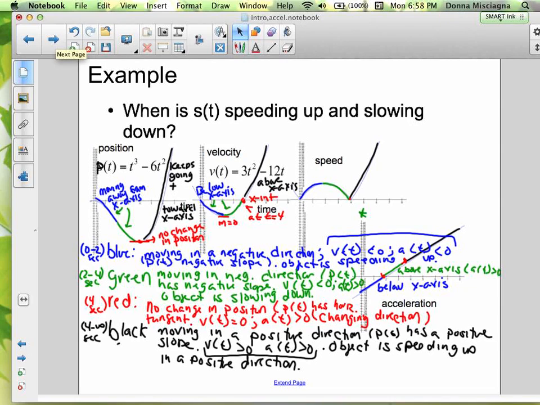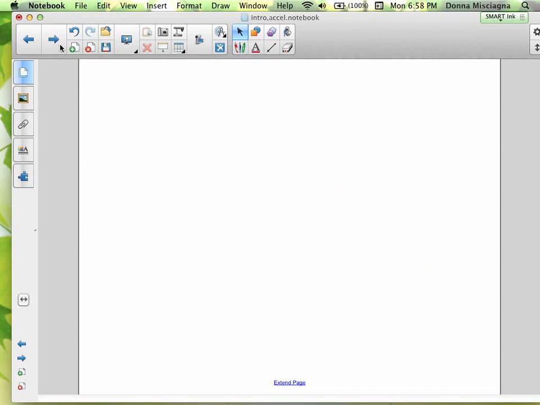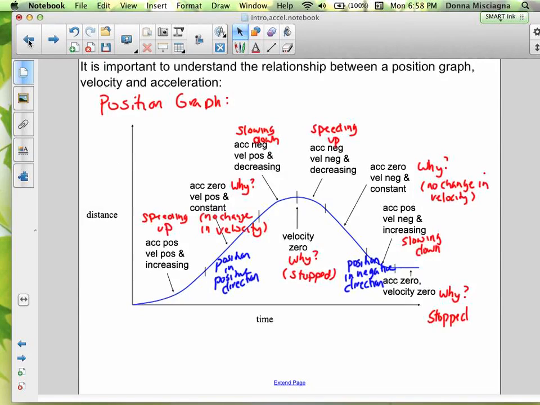Right, so in the next Nearpod, I think this is where I was going to stop. In the next Nearpod, you're going to learn how to use, oh wait, I'm sorry, I have one more slide. I just want to go over one more graph, and then I'm going to stop. And then I'll tell you what you're doing in the next Nearpod. So it's important to understand the relationship between a position graph, a velocity graph, and acceleration graph.